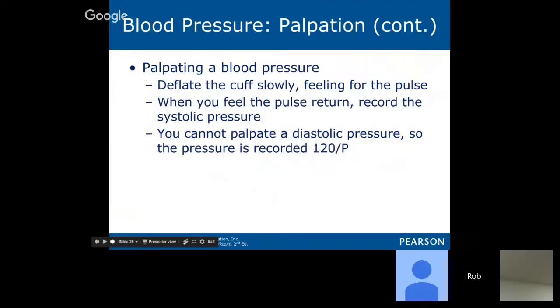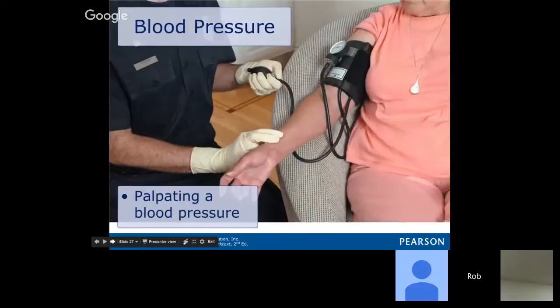All right? For the EMS peeps, you can record it like that in most all charting software. Do not record it as 120 over 0. Okay? All right. So there's a picture of the fellow palpating a blood pressure. Notice that he found the radial pulse. Gonna pump it up.